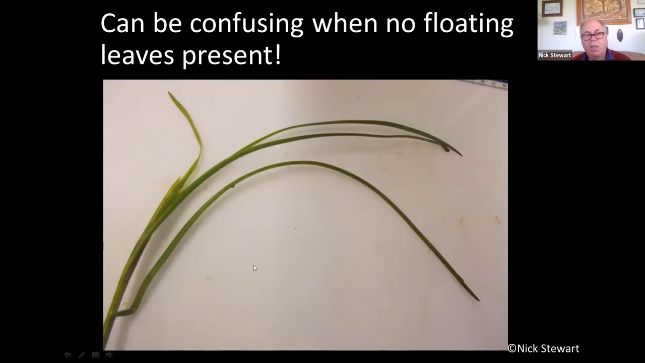So you just need to be aware that if you find, I mean, you know it's a pondweed because it's got alternate leaves and it's got very prominent stipules, but you might think that this was a narrow-leaved pondweed rather than the underwater leaves of the common pondweed.